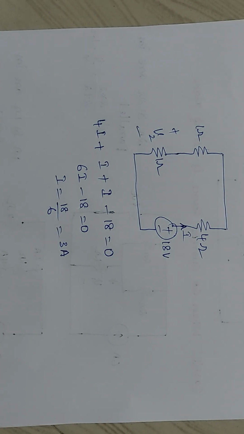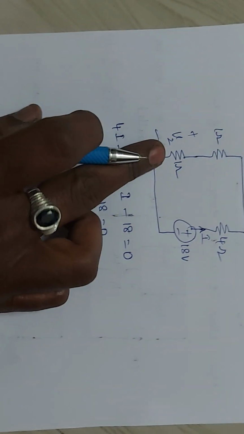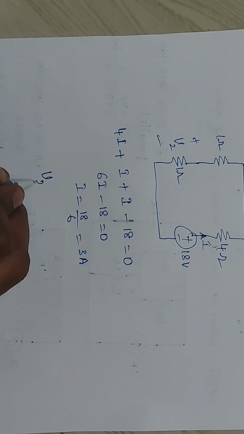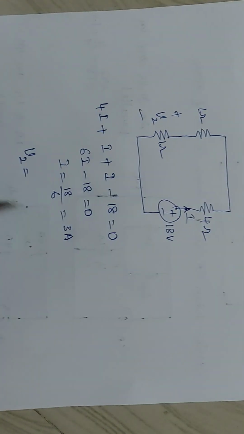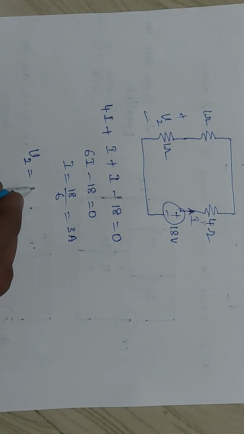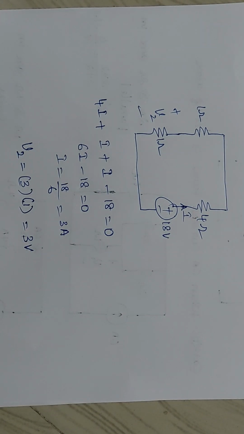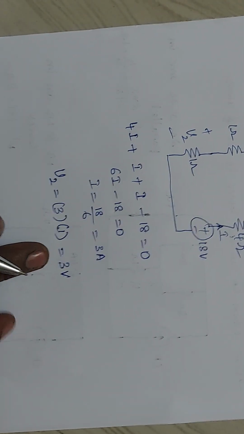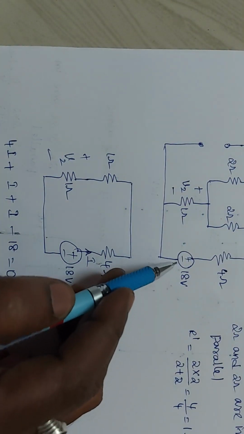So what happened to your response here? V2. So what is V2? V2 means the voltage drop across the 1 ohm. So the voltage drop formula is current into resistance, so 3 into 1, which gives you 3 volts. And this is the response only due to the 18 volt source.